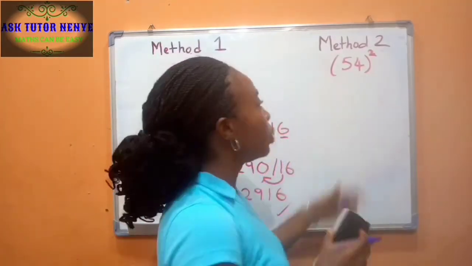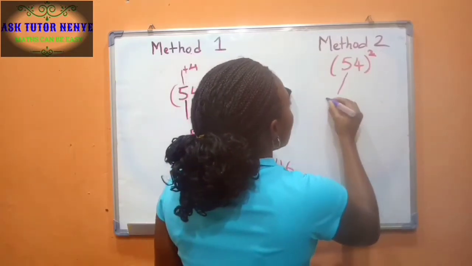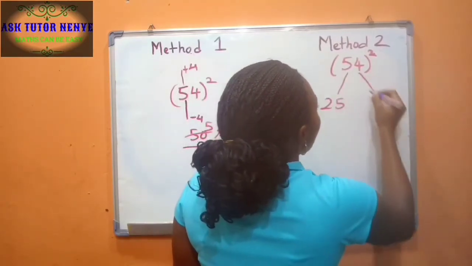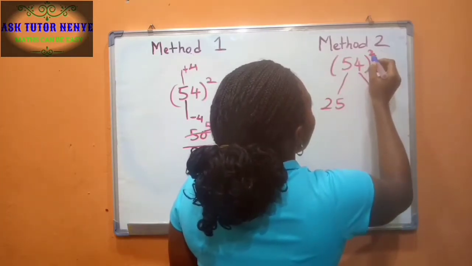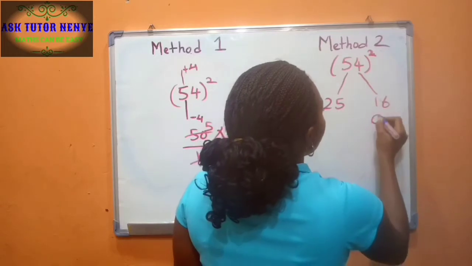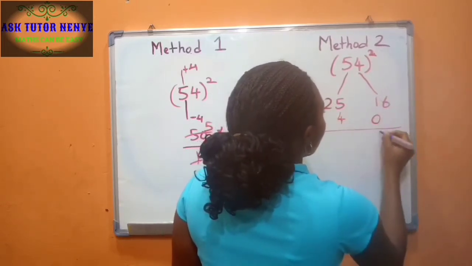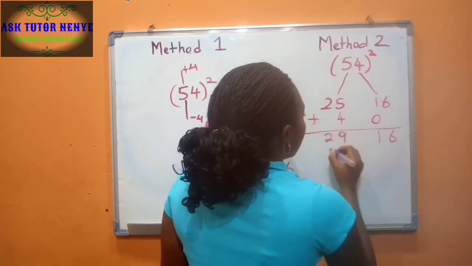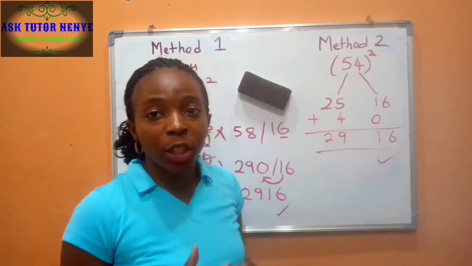Now let's take a look at the second one. In the second one, we do this. The square of 5 is 25. The square of 4 is 16. 5 times 4 gives us 20. 20 times 4 gives us 40. You write 0 and write 4 here. You sum it up, and by the time you sum it up, you're going to have this, giving us the same answer. So you can see any of the methods works.